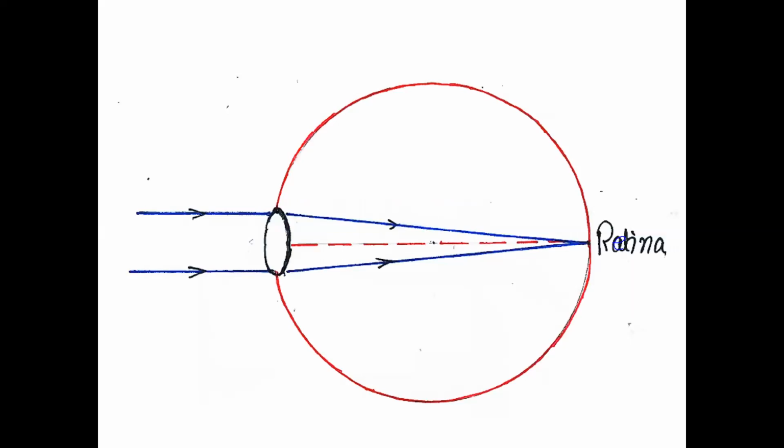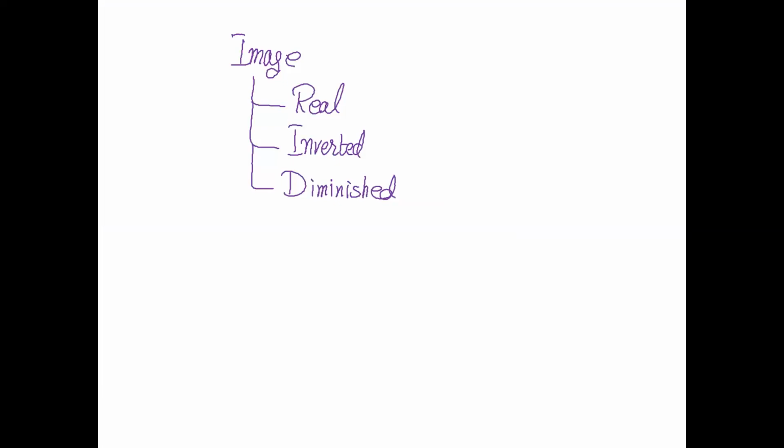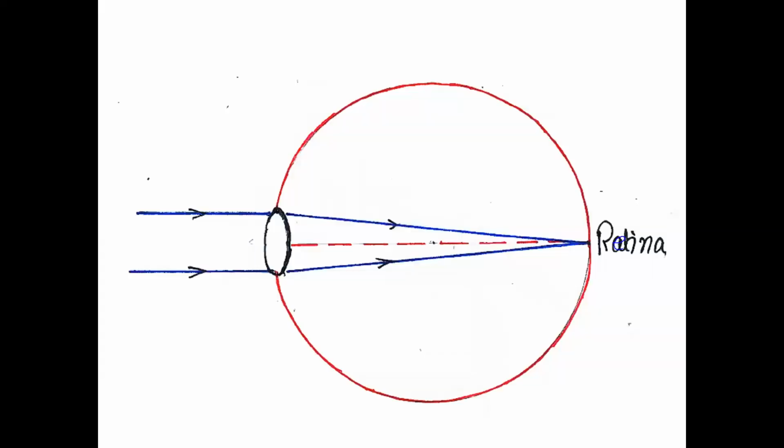So in a normal eye, the image gets focused on the retina. This is called perfect vision. This is perfect vision when the image forms on the retina. Now you have to copy this screen.